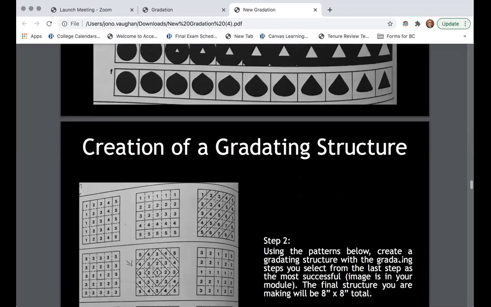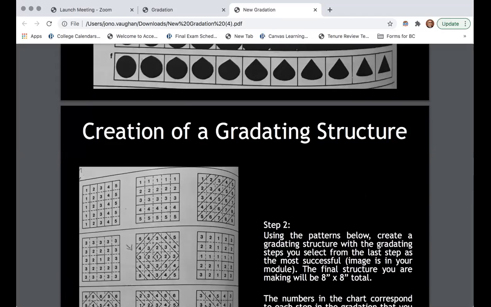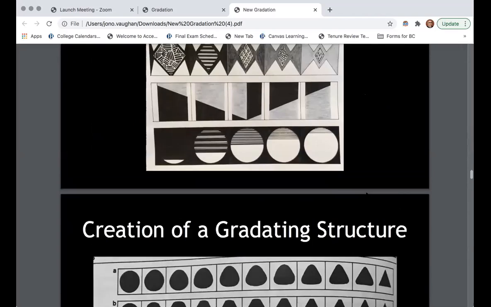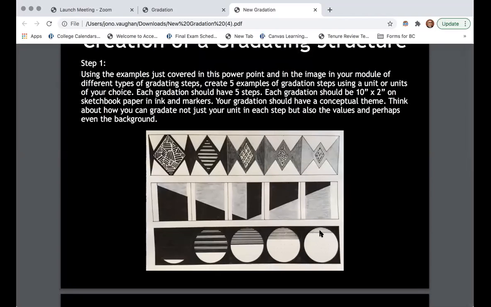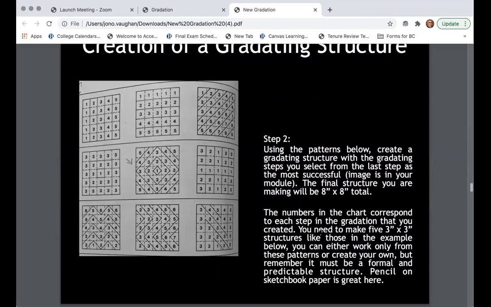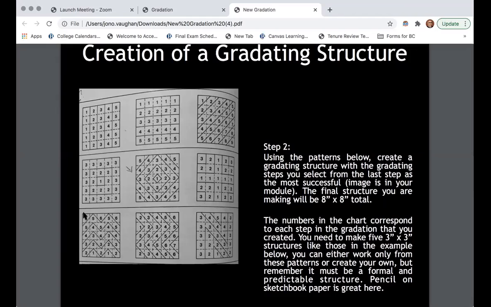You're going to do 5 steps in your gradation path. And so your first step is to create your 5 steps. And then you're going to look at, in the module, I have this page, and also, of course, you've got that same page in this PDF. And it shows you different ways that you can create a gradation structure based on grids. So as you can see, there are different ways to distribute your steps to create gradations. So you're making 5 steps. So you can see here that there's 5 steps in most of these examples.